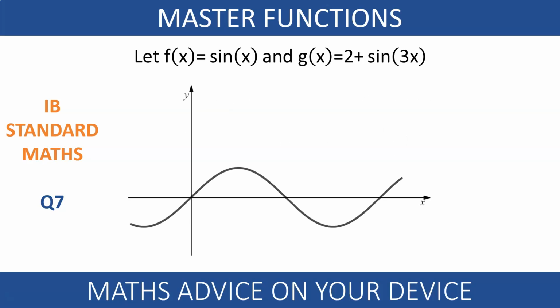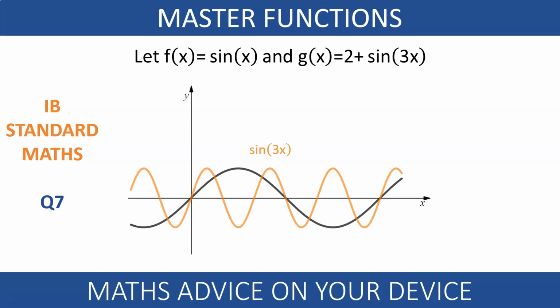The graph of sin x looks something like this. You can use your graphics calculator to verify this. It is periodic, which means it repeats every 360 degrees. The graph of sin 3x is a horizontal stretch by a scale factor 1/3. I can see that from the period of the orange curve. It is 1/3 of the period of the black curve.